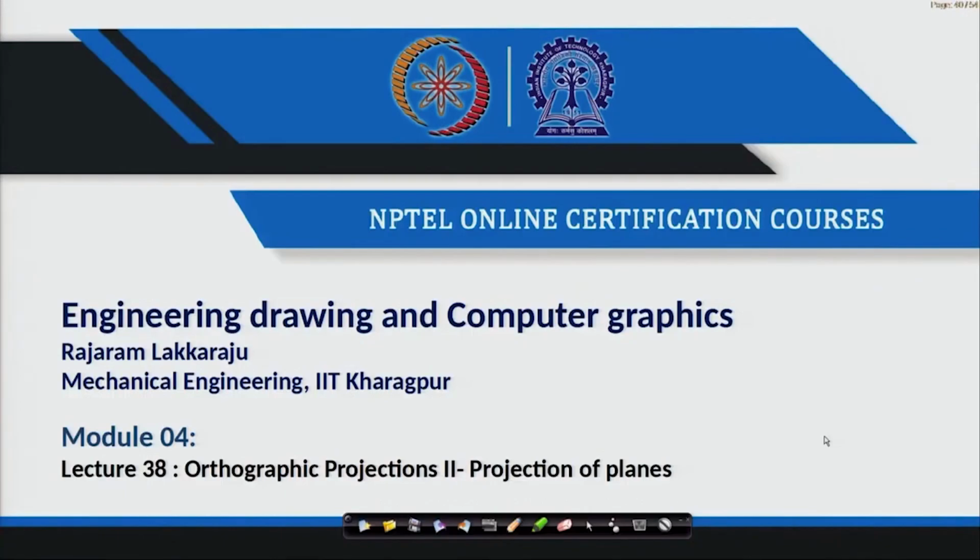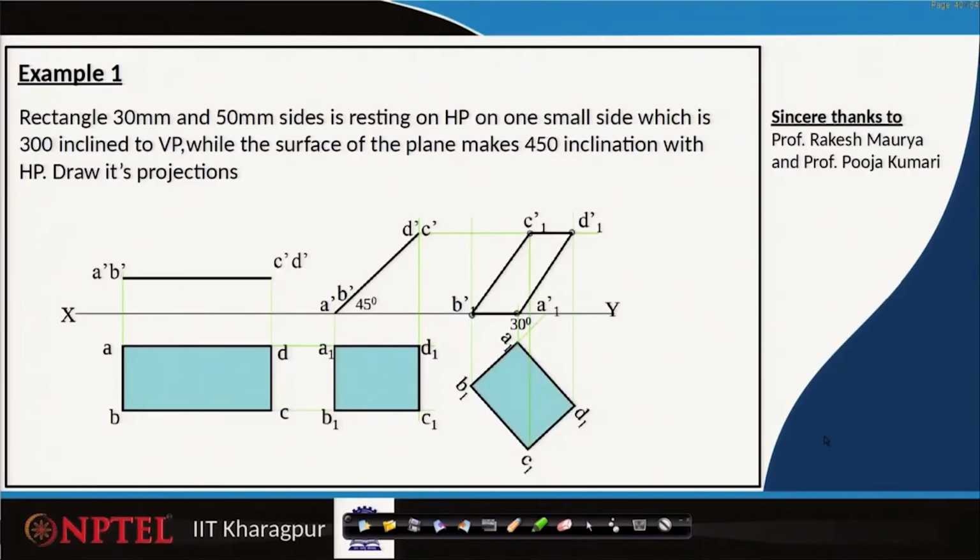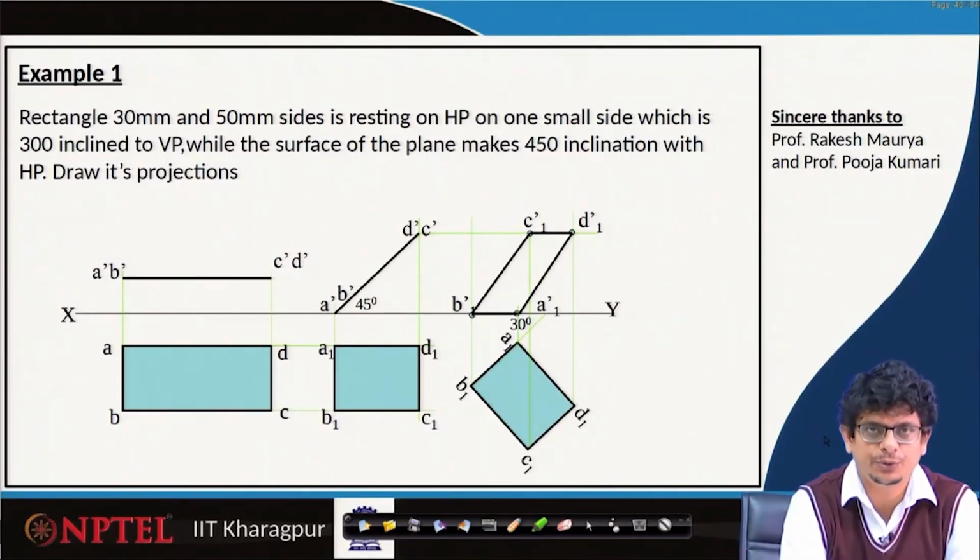Hello all, welcome to our NPTEL online certification courses on engineering drawing and computer graphics. We are covering module number 4, lecture number 38. It's about orthographic projections, especially projection of planes. If two-dimensional objects are present, how to visualize these views. In the last classes, we looked at projection of planes, especially a rectangle, and if that rectangle is reoriented with the x axis, y axis in a specialized way, how to construct these views.